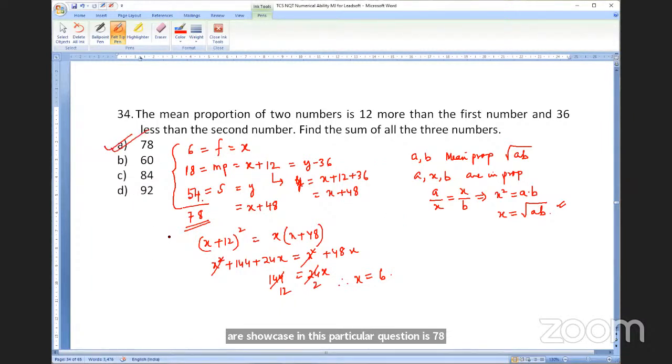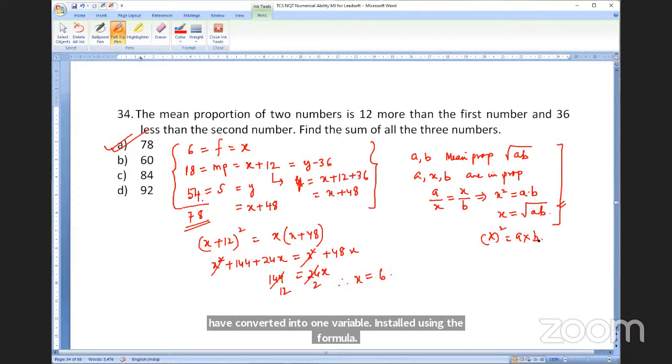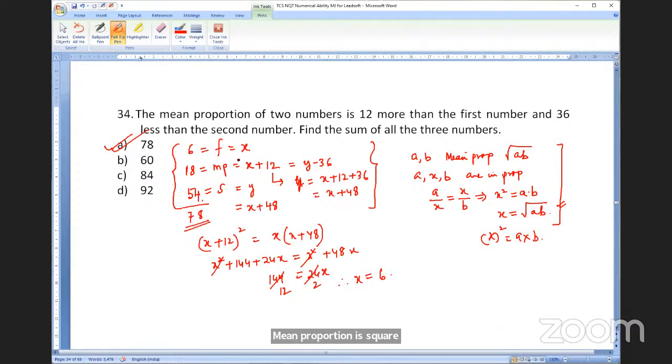Option A fits in. We should know the formula: mean proportion equals root over AB, or mean proportion square equals product of the two numbers. Then we have used the data given in the question. We have converted into one variable, solved using the formula. Mean proportion square equals product of the two ends. And then we find the value of x and hence all the numbers. Sum of all the numbers comes down to 78.